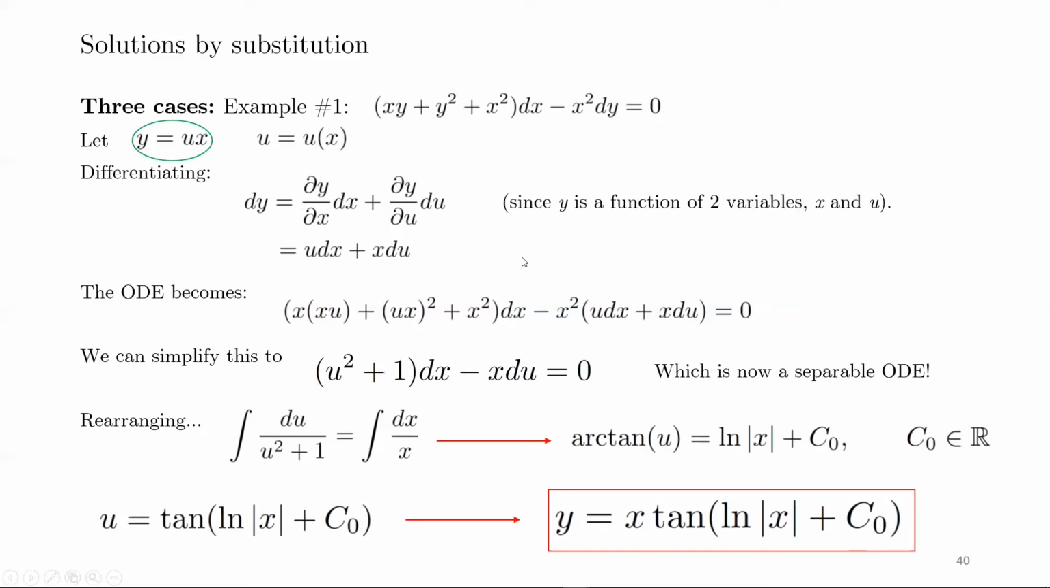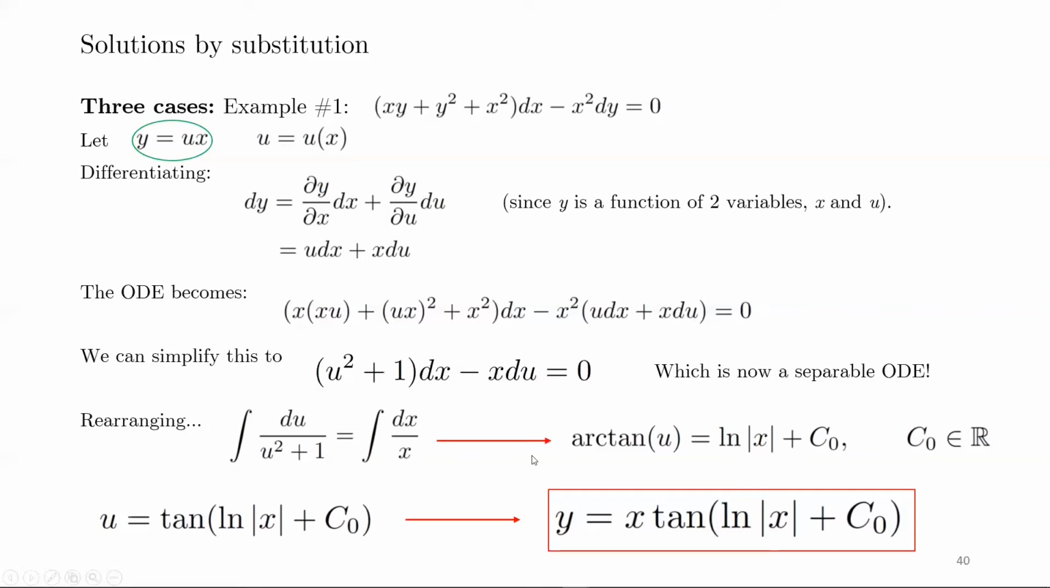So because it turned out that this equation, although it wasn't exact, it wasn't linear, and it wasn't separable, because it turned out to be homogeneous, I could use this substitution to eventually find an ODE that was separable and solve the ODE.